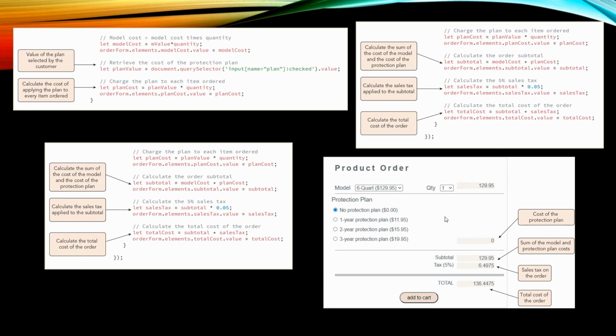Here is more example code and the graphic of the order section of that web page that we had looked at originally. So let's first look up here on the right. And let's see that first we're going to charge the plan to each item ordered.